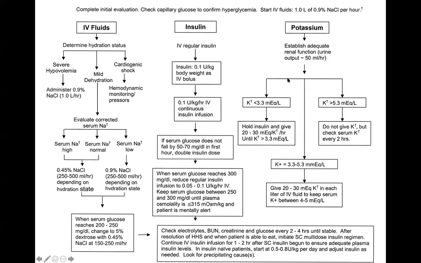Potassium also same. Low potassium, you hold insulin and correct it. High potassium, you don't give potassium but check 2 hourly. Normal potassium, you can give insulin along with potassium correction. And then monitoring, same as for DKA, but there are changes.